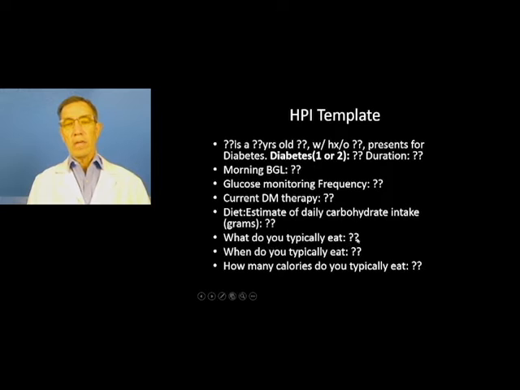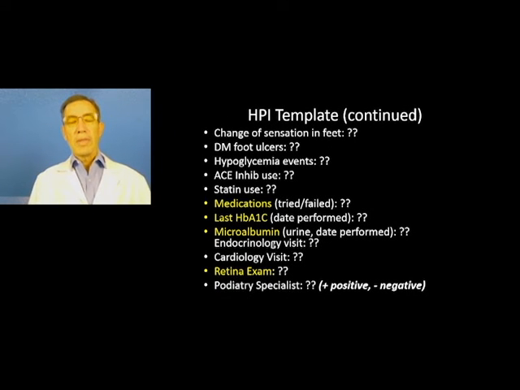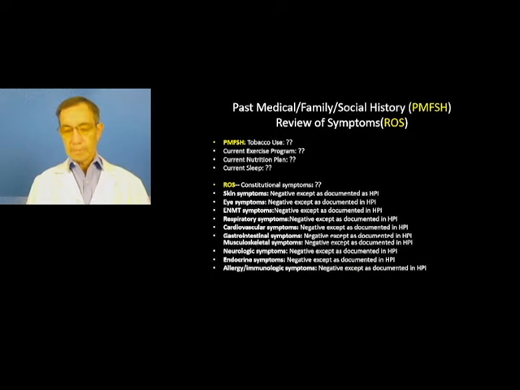And then you can ask questions like, what do you typically eat? And when do you typically eat? How many calories do you eat? Sometimes the patients know this, sometimes they don't. And then in terms of physical findings, you want to ask, do they have any change in the sensation of their feet? Diabetes is the number one cause of non-traumatic amputation because they lose the feeling. They get neuropathy of their feet.